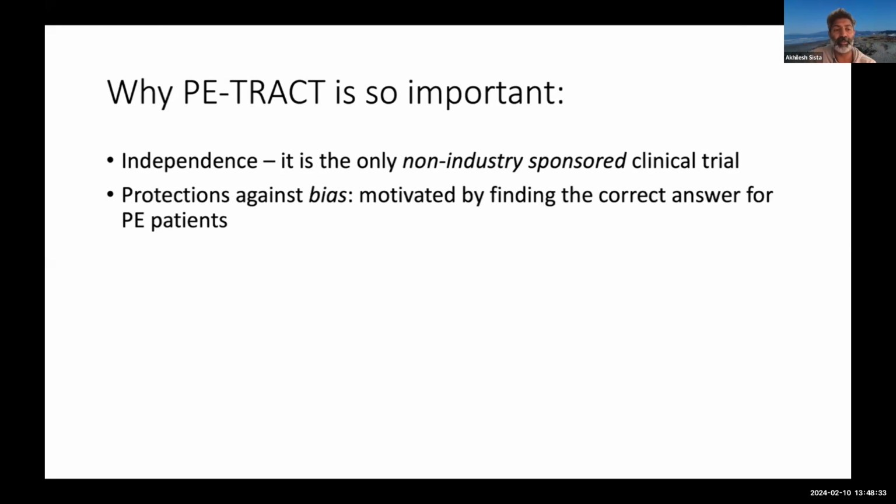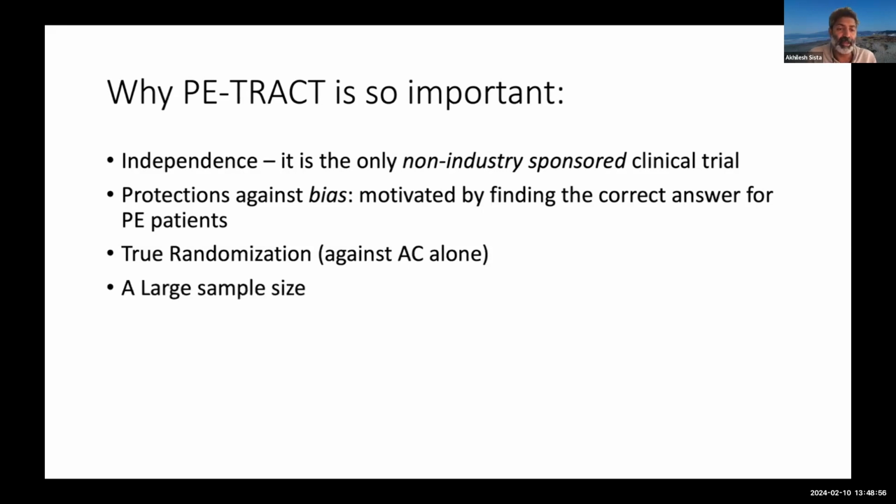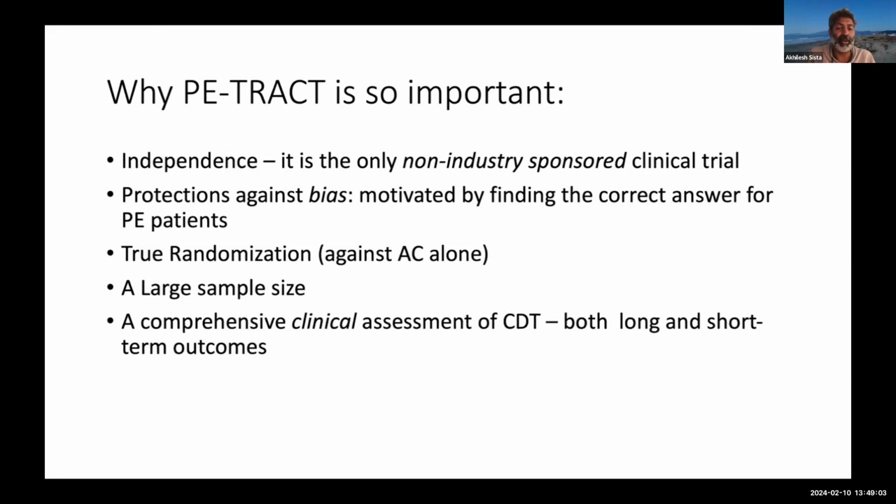Along with this independence comes protections against bias. So we really are motivated to find the correct answer for a PE patient. So we have to be very scientific, have the proper amount of equipoise when thinking about this disease, so that we really do not bias ourselves towards or against one treatment or the other. So there is true randomization against anticoagulants alone. It's a large sample size, so it'll be up to 500 patients enrolled with interim analyses beginning at 250 patients. And it is a comprehensive clinical assessment of CDT. So we're looking at both long and short-term outcomes, which is really what we need to learn in this disease space.